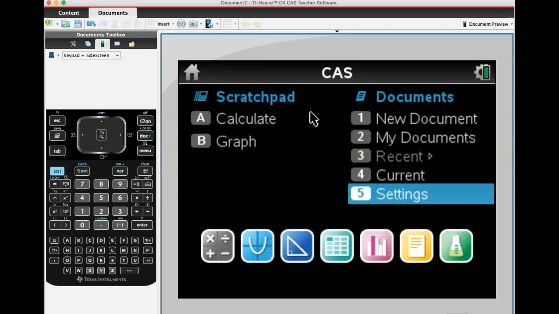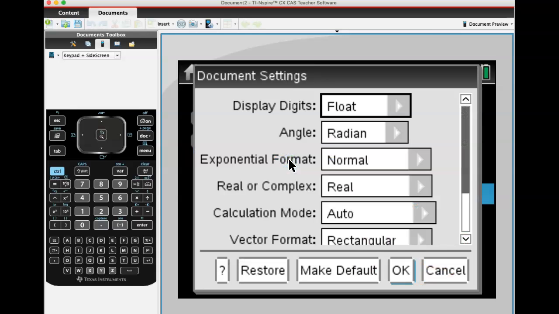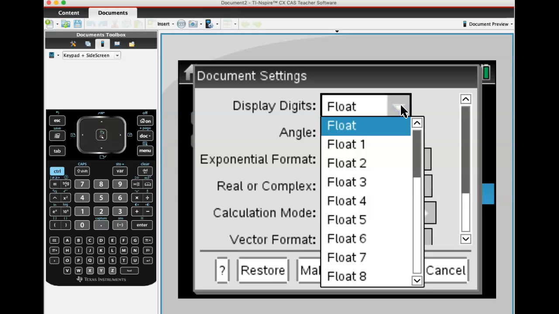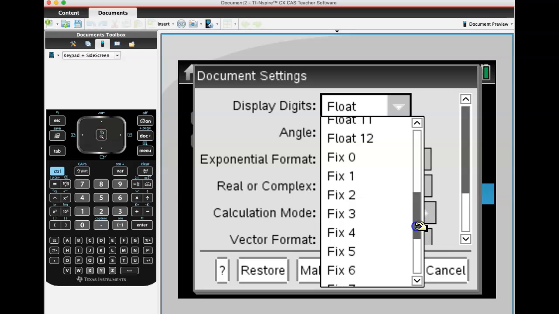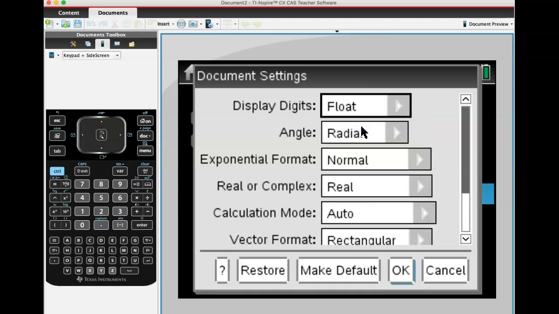So when you turn on your calculator, you want to go to settings, number 5, and then go to document settings. And in there, up here on display digits, you want to make sure you're on float. You don't want to be on float 1, 2, 3, or any of those, or fix. You want to be all the way on plain old float. And make sure float is on.